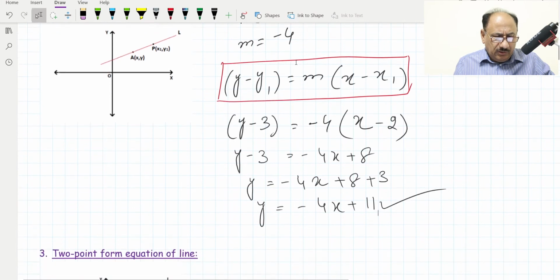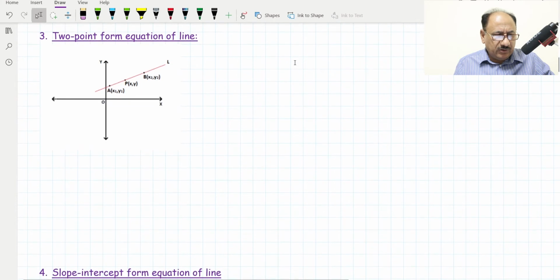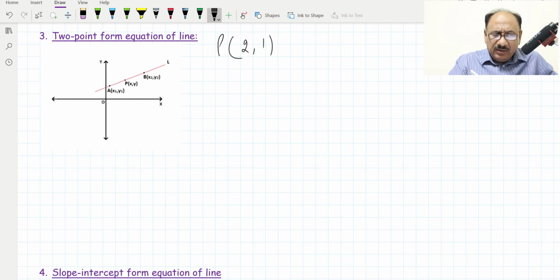Now we can go through another set of equations, which is when 2 points are given. So I will take 2 points, for example P is a point which is 2 and 1, and randomly we can take another point, for example Q as 3 and 4. So these are the 2 points which we have taken. Now we can find the gradient first, and we know gradient is equal to m.